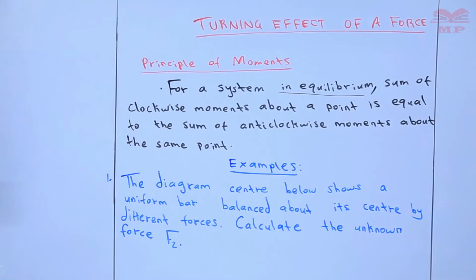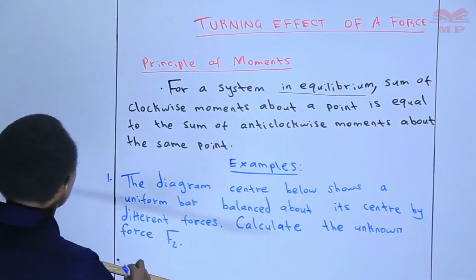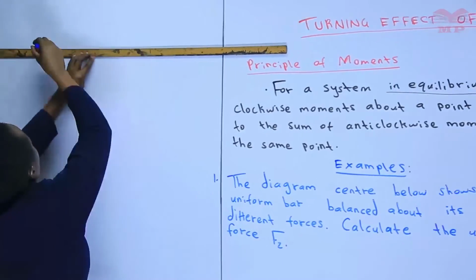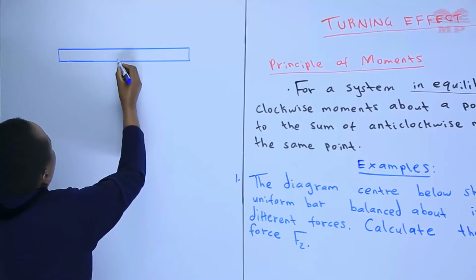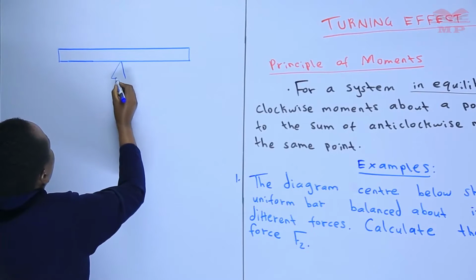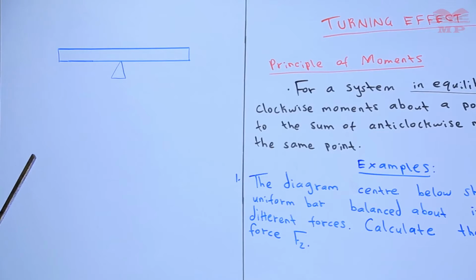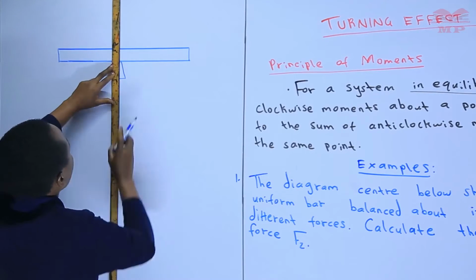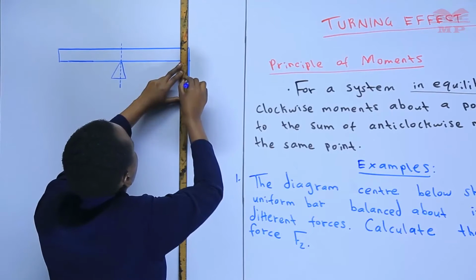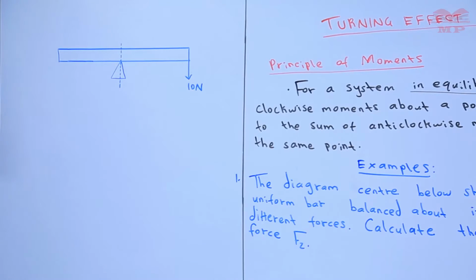The diagram shown below shows a uniform bar balanced about its center by different forces. Calculate the unknown force F2. So this is how the bar looks like. The pivot is at this point here. Then we have several forces acting on it. We have a force of 10 newtons at this point.